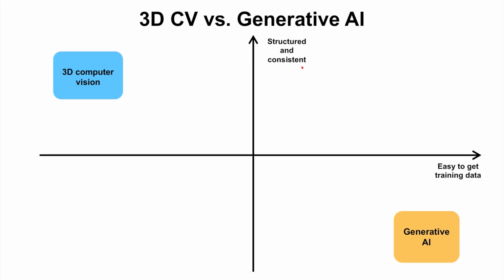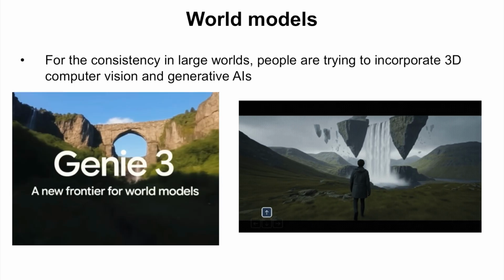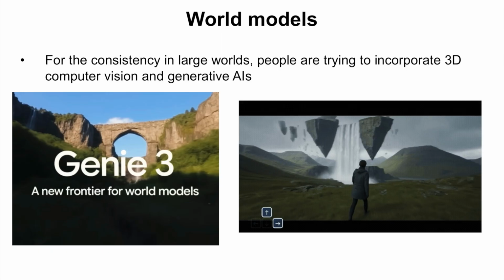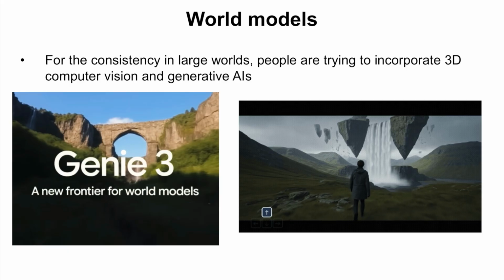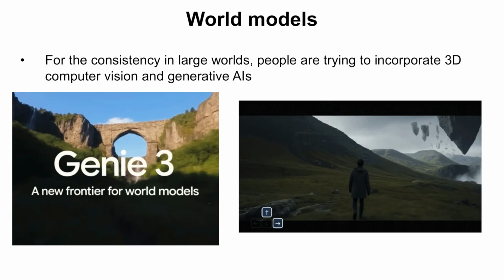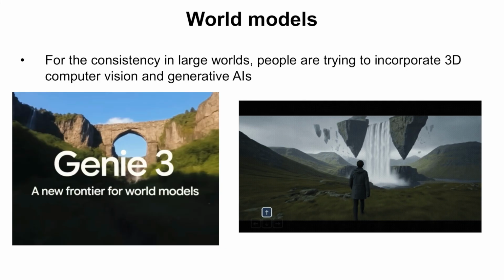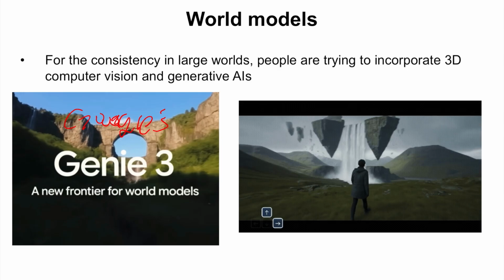And then, these days, people are trying to incorporate 3D vision and generative AI. And world models are, I think, one of the examples of combining the consistency from 3D vision and the diversity and photorealism of generative models. World model. I'm not sure you've heard this word. That is from Google's Genie 3.